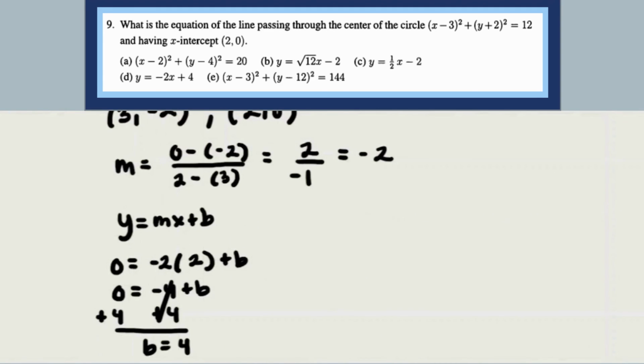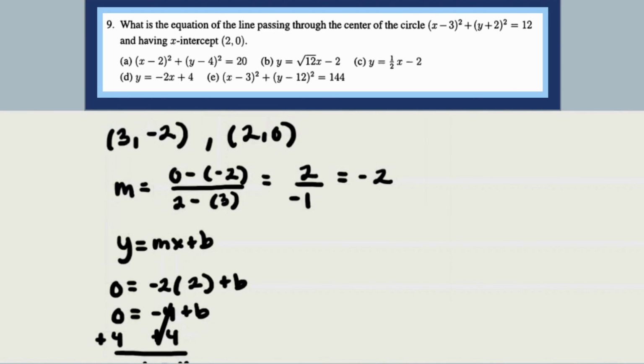The other way is to use the point-slope equation. If you're not really comfortable with solving for b, you can just use point-slope, where you just use a point given. Once again, we can use (2, 0). And remember, that'll just be y minus whatever our y is, which is 0, equal to our slope, -2, times x minus 2 in this case.